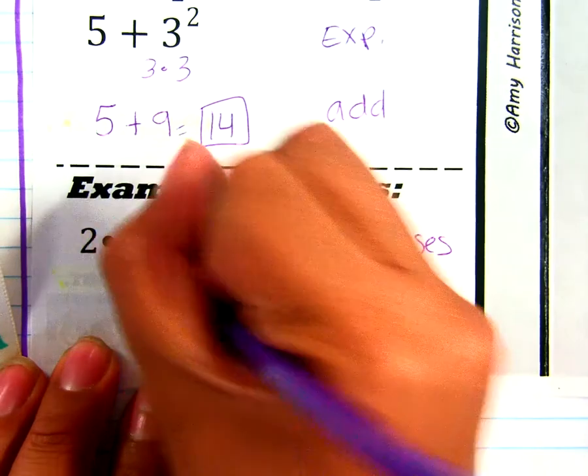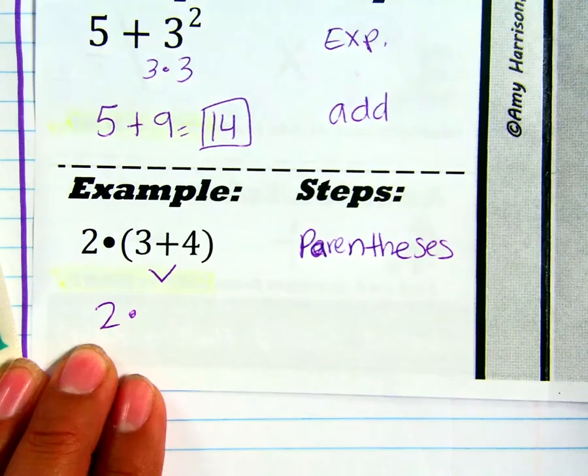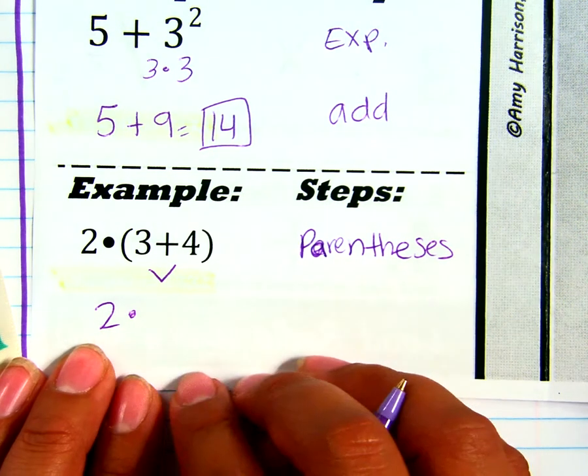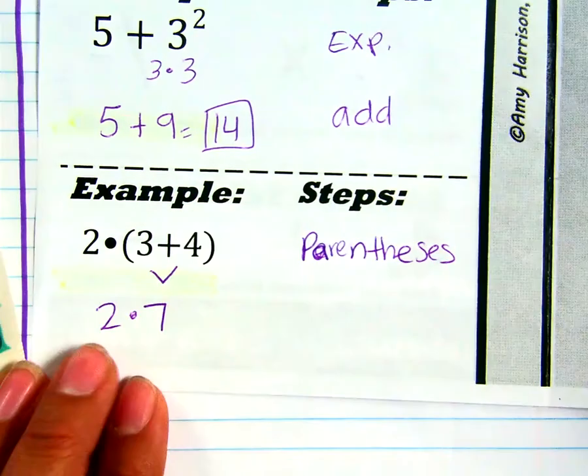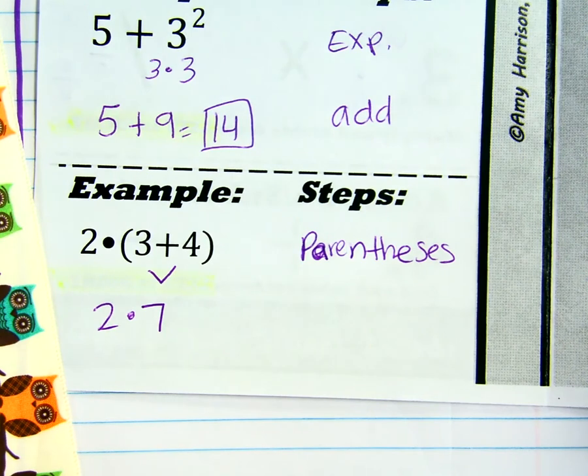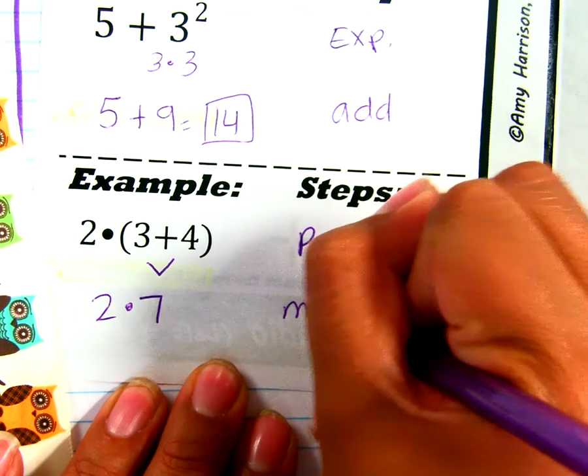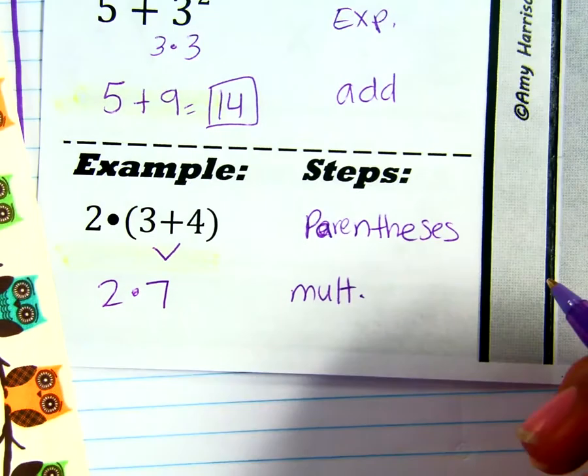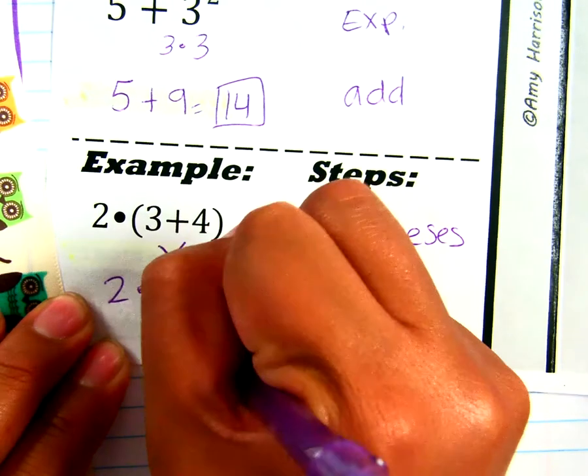So what did you guys get there? What's 3 plus 4? 7, right? So it's 2 times 7, 14. So again, I'm going to write M-U-L-T for multiply, and your answer is 14.